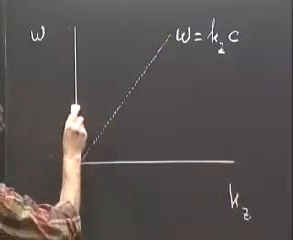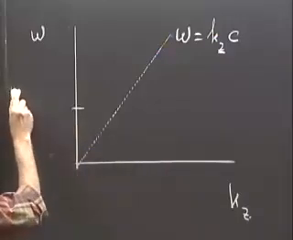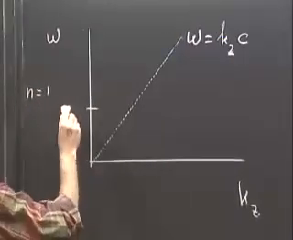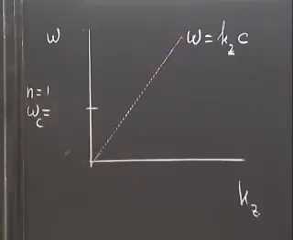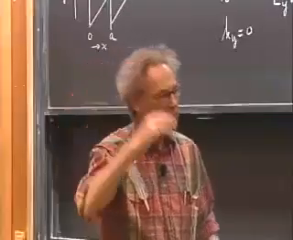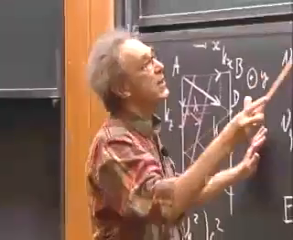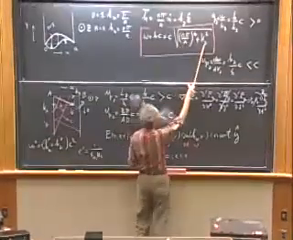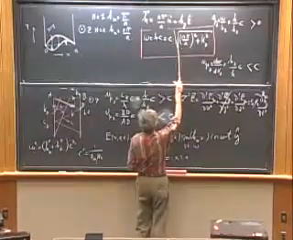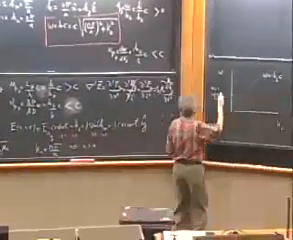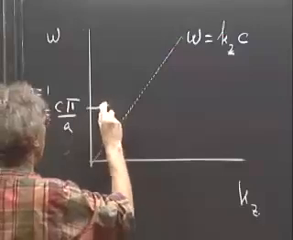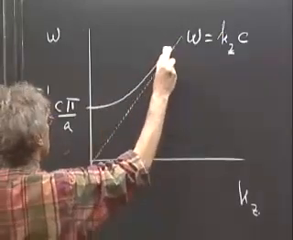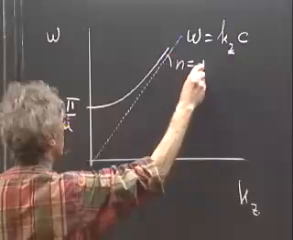What we have is that for n equals 1, there is a particular frequency, omega c, we call that the cutoff frequency, below which no radiation can go through the gap. And that cutoff frequency is when n equals 1 and when kz becomes 0, and so that is c times pi over a. And this curve then, for n equals 1, goes like this. So this is n equals 1.